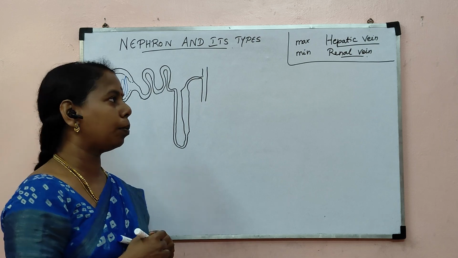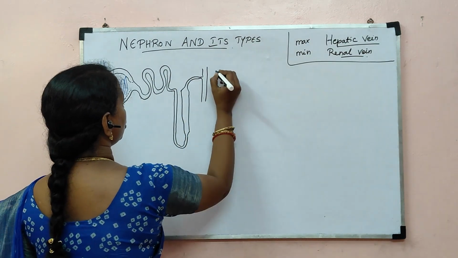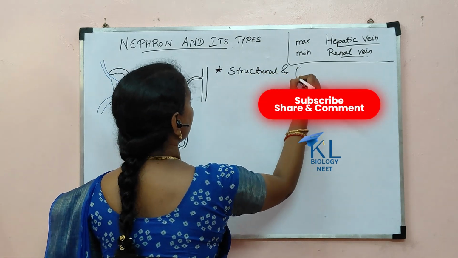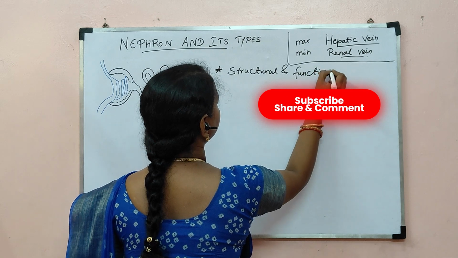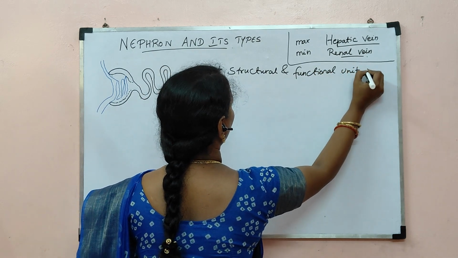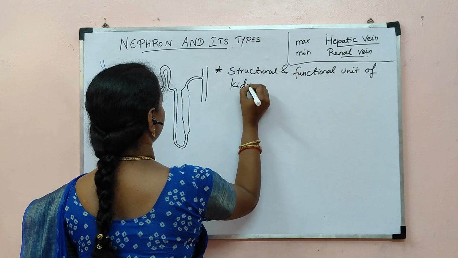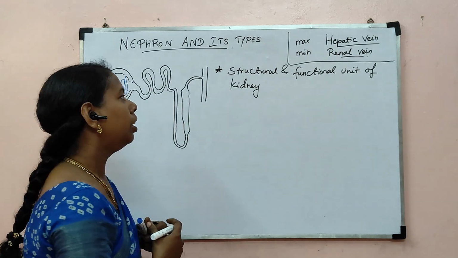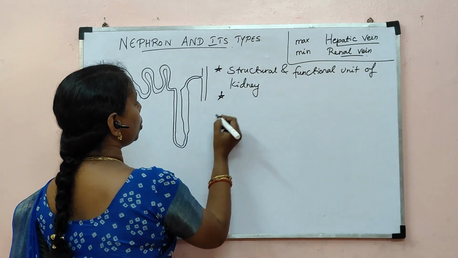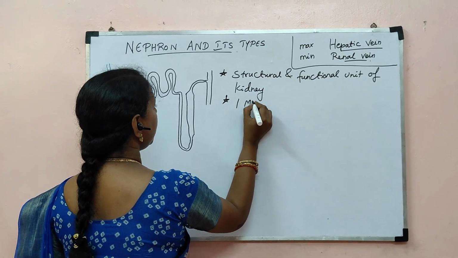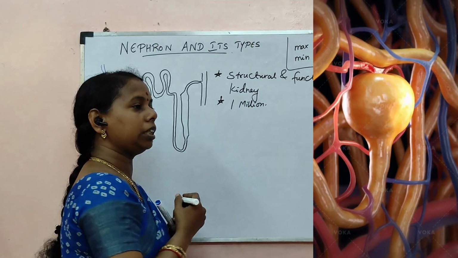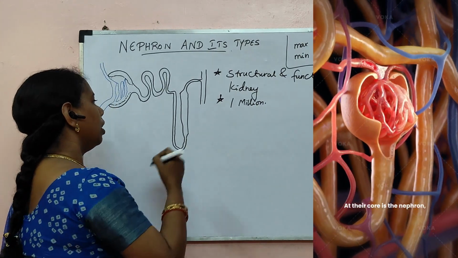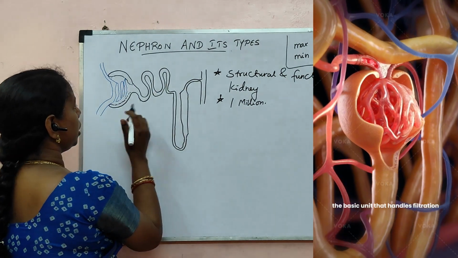Now, let us learn about nephron. So, what is nephron, children? It is the structural and functional unit of kidney. A possible question: the structural and functional unit of kidney is nephron. So, how many nephrons do we have? We have approximately 1 million nephrons in each of our kidneys, and these are filtering units also. Fine. So, now you can find this is the nephron.